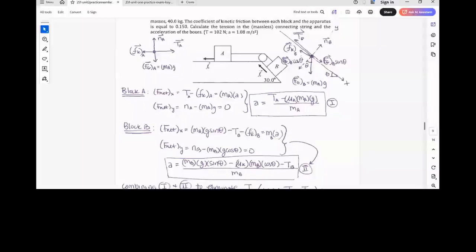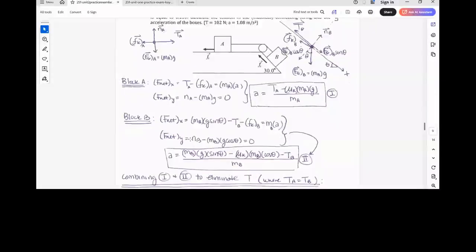F_KB also points uphill, so I subtract that as well. But since block B is accelerating forward, which is in the positive x direction for the choice I made here, then the net force on block B is also going to be positive. And my net force expression in the y direction is what tells me exactly how big the normal force is. So that normal force N_B is something that I can plug into this kinetic friction force expression. So I do that there.